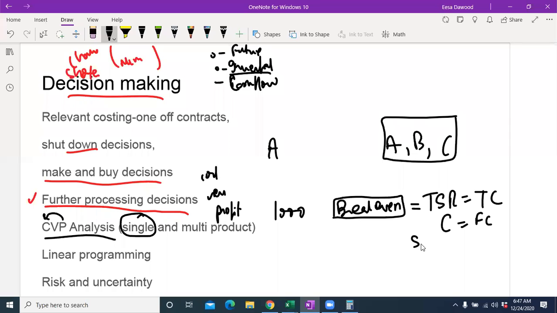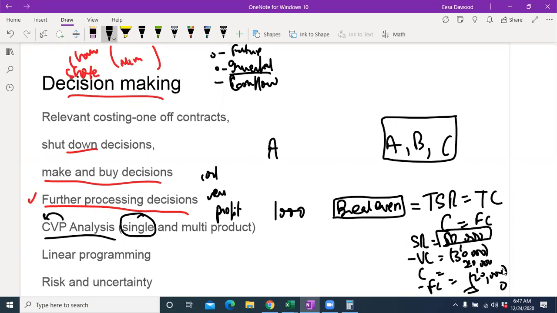Then only you are at break-even. For example, sales revenue is 50,000, variable cost is 30,000. Then here your contribution is 20,000. If your fixed cost is also 20,000, then this means that at this activity level, at this revenue, you achieve a break even.